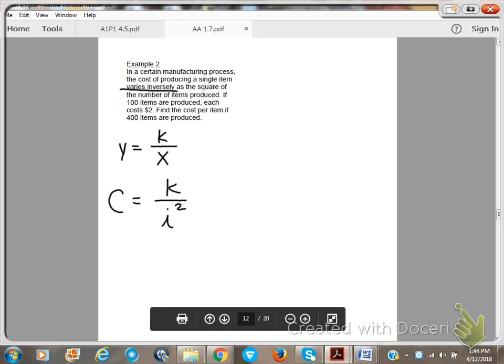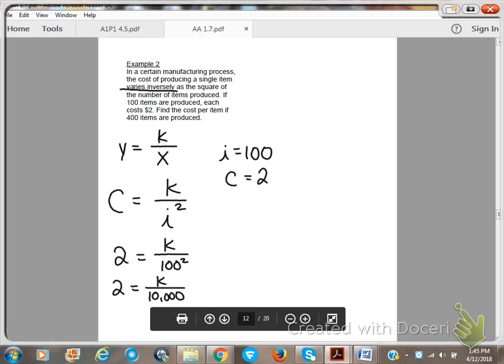You okay up to there? All right. Now this is the part where we get to plug stuff in. If 100 items are produced, that goes at the bottom. Very good. Okay. The 100 items means that I equals 100. Each costs $2. So where are we going to put the 2? For where the C is. So this now looks like 2 equals K divided by 100 squared. So we have 2 equals K divided by 10,000.